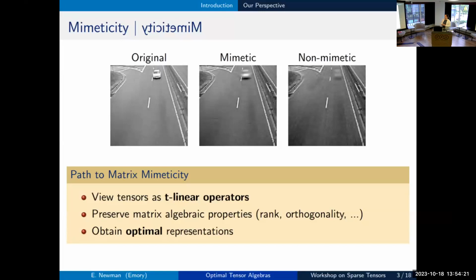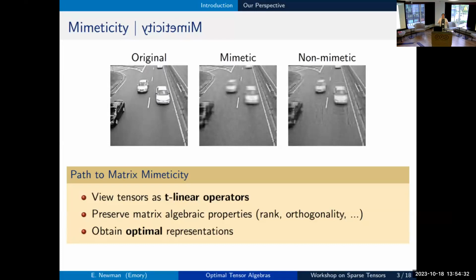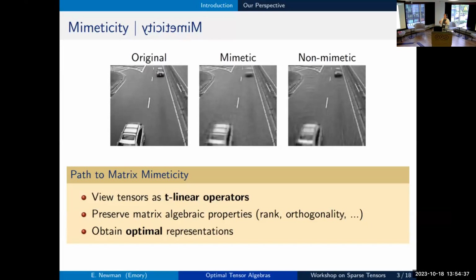And how are we going to get to this matrix mimeticity? Here's the path for the intro of the talk. The first thing I'm going to do is think about tensors a little differently. I'm not going to think about having some data and factorizing it first. Instead, I'm going to think of tensors as operators, T-linear operators in particular, and define that algebraic foundation.